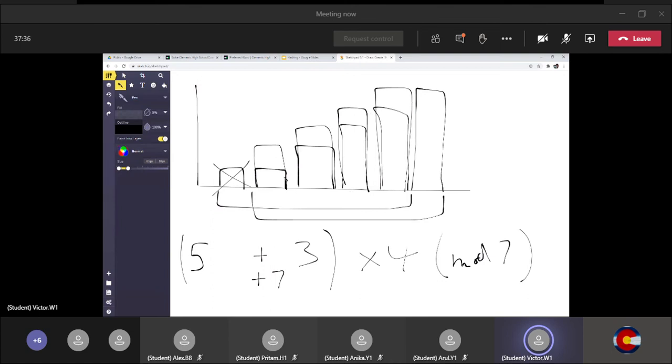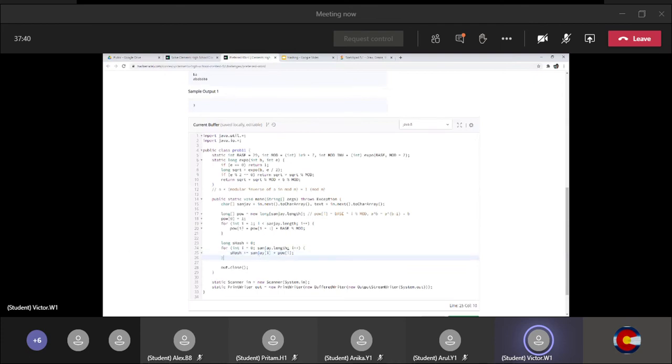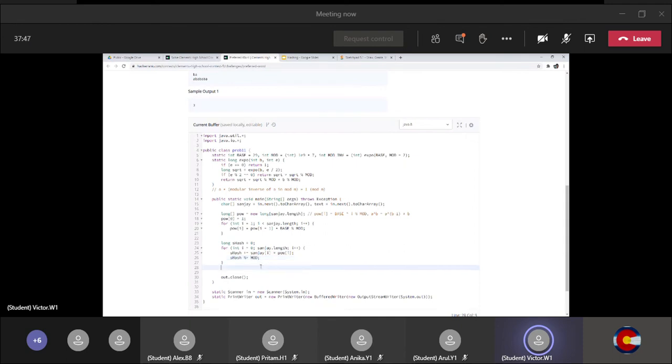You add the value of the character times its place value. So once we do that for all the characters, we have Sanjay's hash, but of course we have to remember to mod by our mod at every step to keep the number less than the mod.